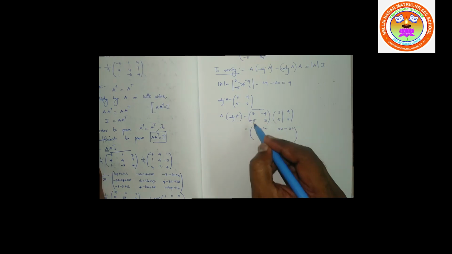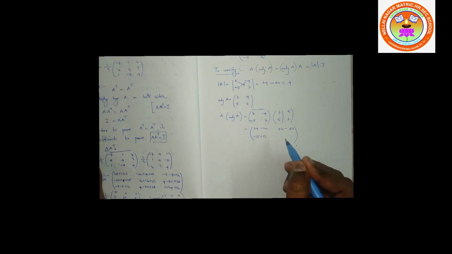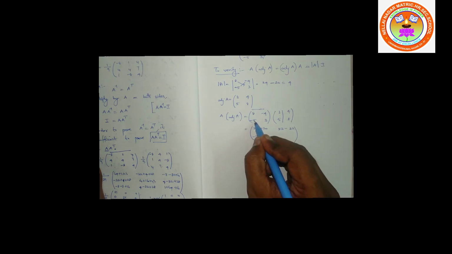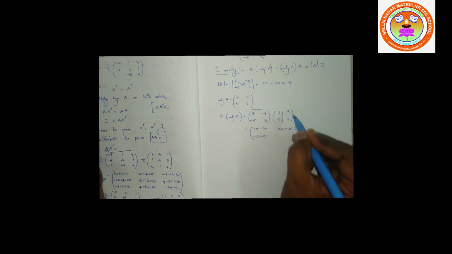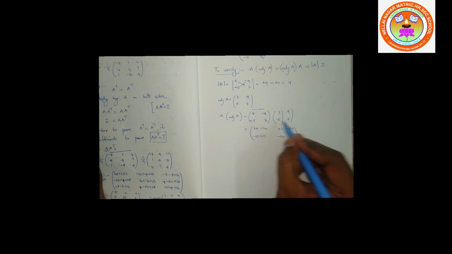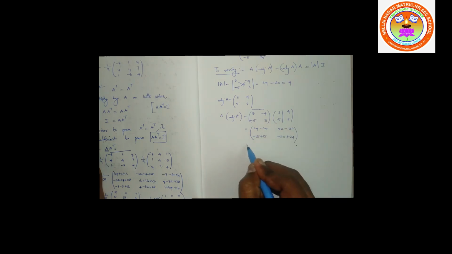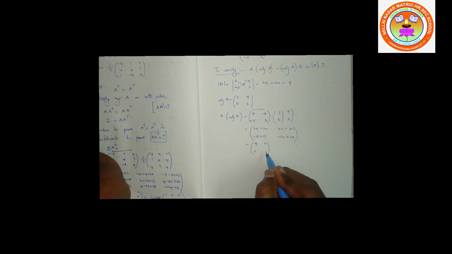Next second row: minus 5 threes are minus 15, 3 fives are 15. Second row, second column: minus 5 fours are minus 20, 3 eights are plus 24. Which gives us 24 minus 20 is 4, 32 minus 32 is 0, minus 15 plus 15 is nothing but 0, minus 20 plus 24 gives us 4. Keep it as equation 1. Step number 1 is over.